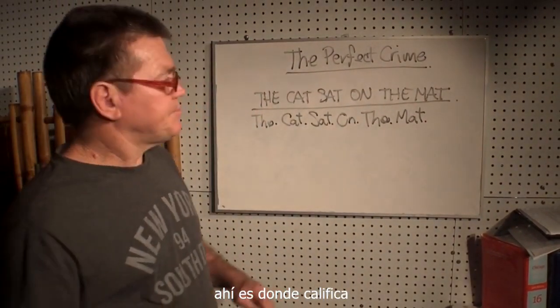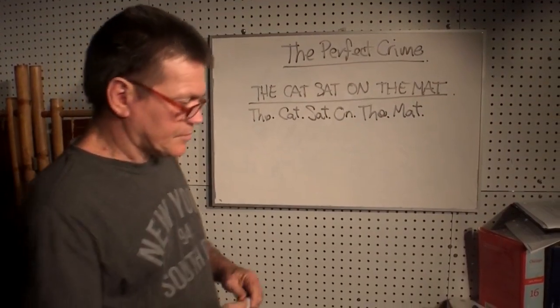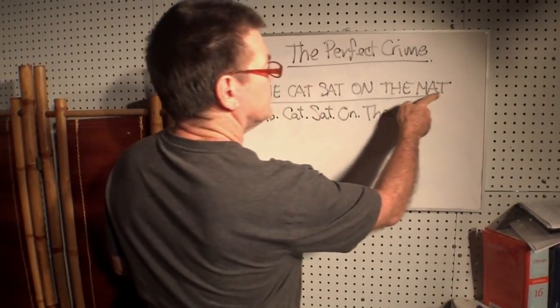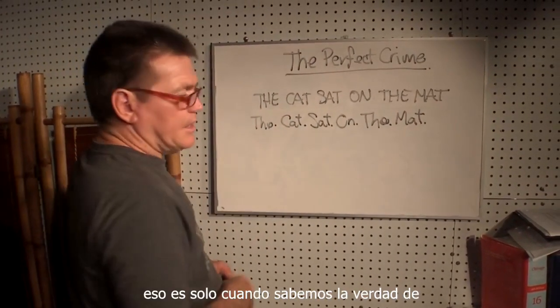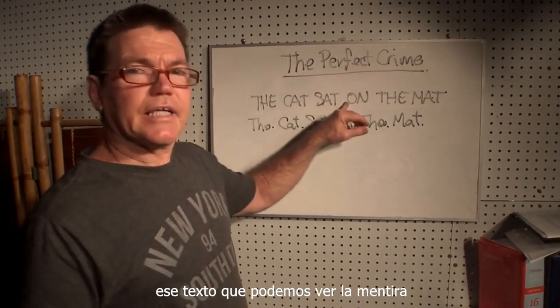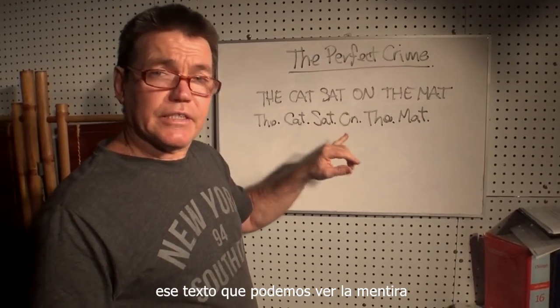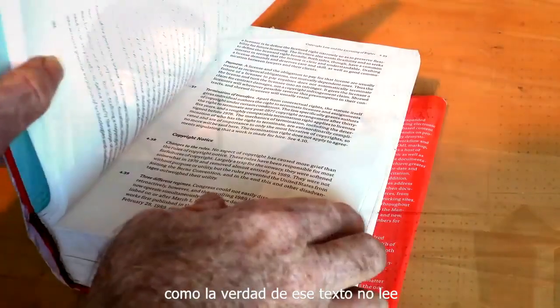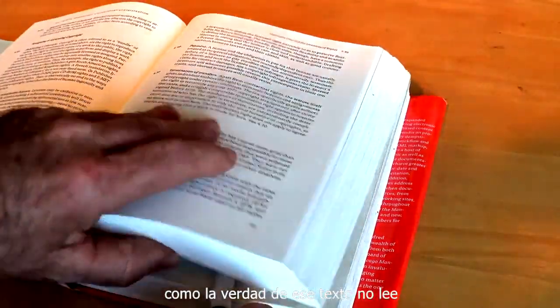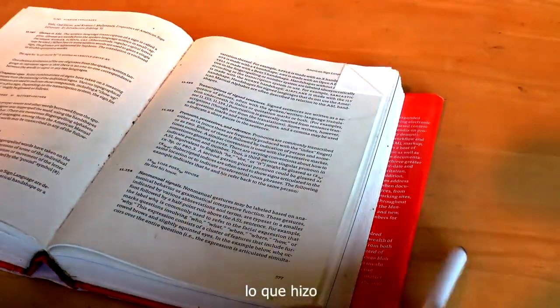That's what it reads. It's only when we know the truth of that text there that we can see the lie. Because the truth of that text doesn't read what you thought it did.